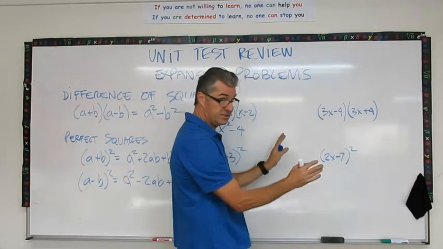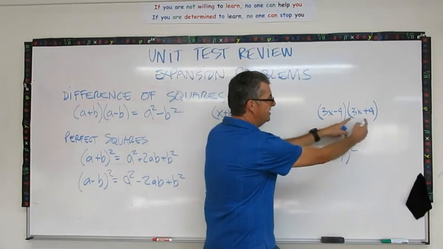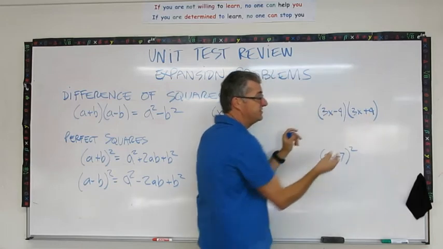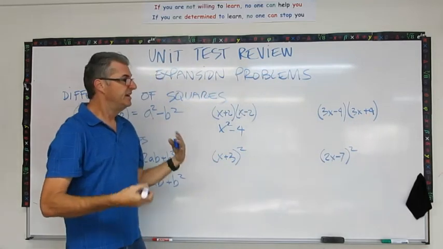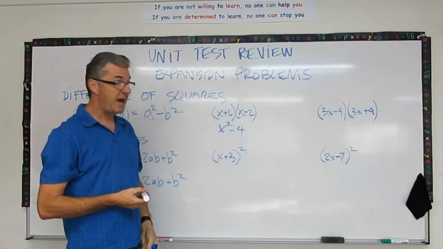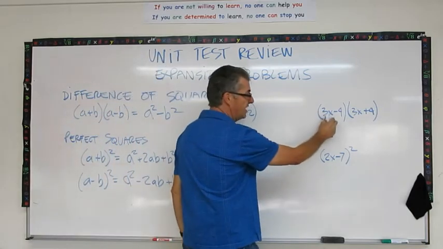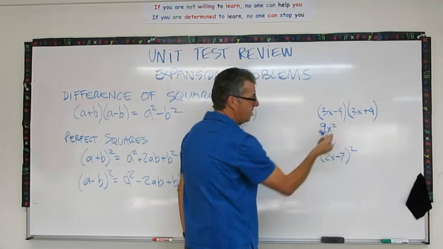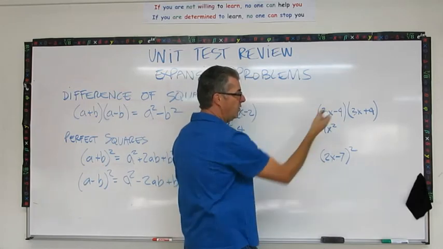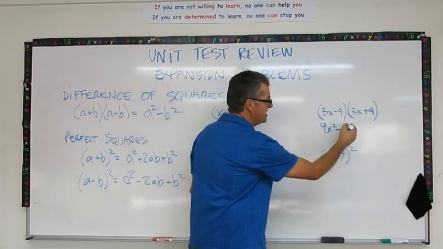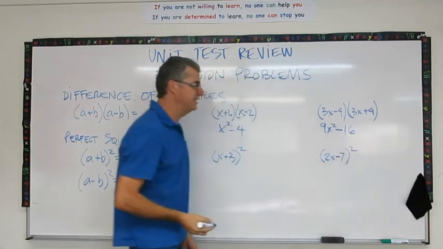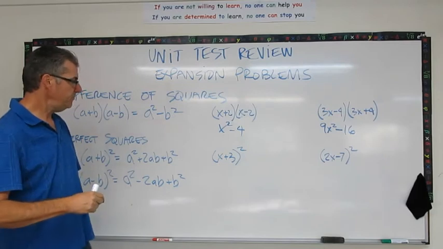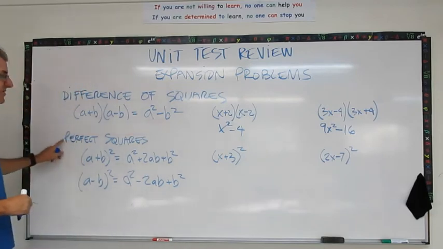First thing, actually let's talk about the pattern. These two things are the same, 3x and 4. It's just separated by a plus and a minus in each spot. So we can recognize that's going to be the difference of squares pattern. So square the first thing. 3 squared is 9. x squared is just x squared. And then 4 squared is 16. So it's 9x squared minus 16. Bam! Simple. One-step problem.